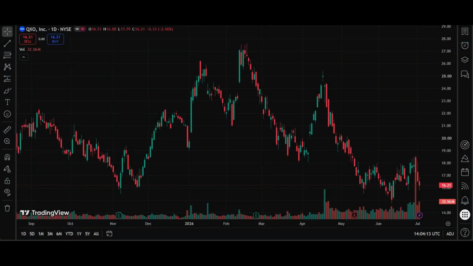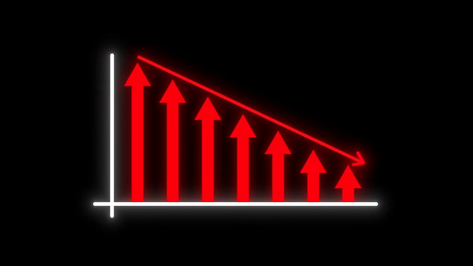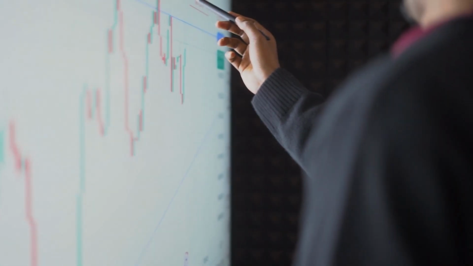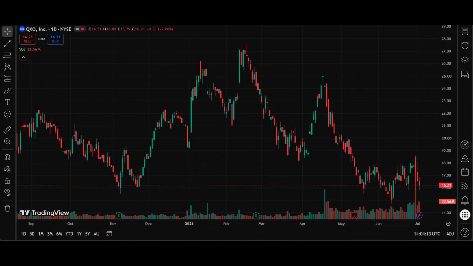From that $28 high, we get a clean rejection and the trend flips lower. Through February and March, price retraces back into the 22-23 support zone. April gives us a relief rally, a bounce back up toward $25 resistance. That resistance holds, the bounce fails, and we are back into a lower high, lower low pattern. May and June confirm that downtrend, grinding through $19 and $18. By late June, price is retesting that $16 to $17 support zone from earlier.